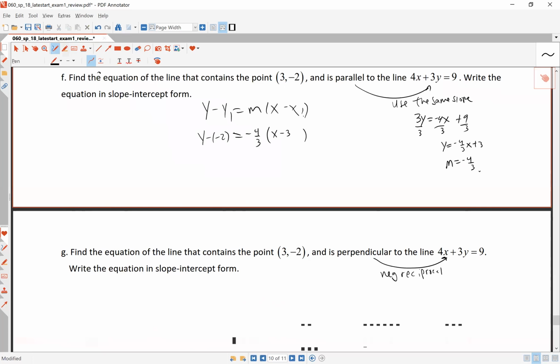Left is y plus 2, and the right is negative 4/3 x. And negative times negative is positive, and the 3 on the top and the bottom becomes just a 4 left over. Subtracting 2 from both sides gives me y equals negative 4/3 x plus 2.